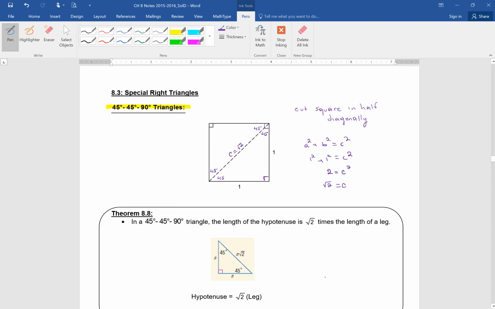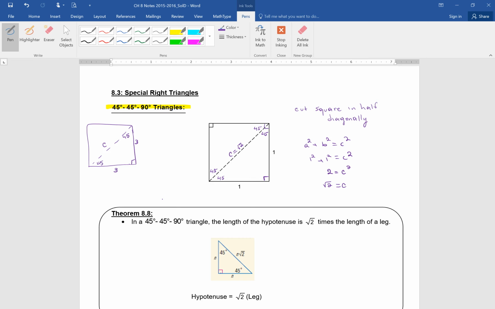What if you have a square where the sides aren't equal to 1? Let's say you have a square where the sides are equal to 3. And if you cut that into 2 diagonally, here is c again, and the sides are each 3. And how big are the angles here? 45, 45. Remember, a square is also a rhombus. And remember, in a rhombus, each diagonal cuts opposite angles into two, right?